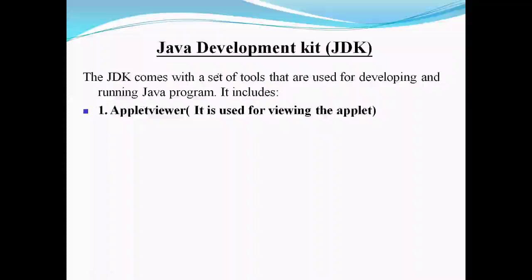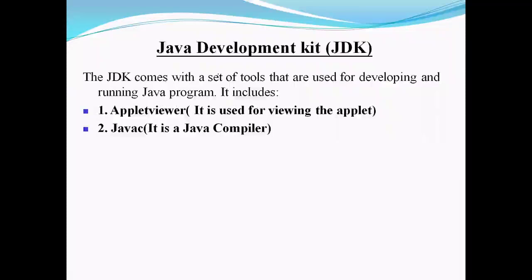So JDK includes a tool called Applet Viewer. This Applet Viewer enables us to run Java applets. You can execute Java applets by using Applet Viewer. Generally it is used to test your applet. In Java, we can create one special type of application called applets, which run on the internet. To test these applets, or to execute an applet, you can use Applet Viewer.